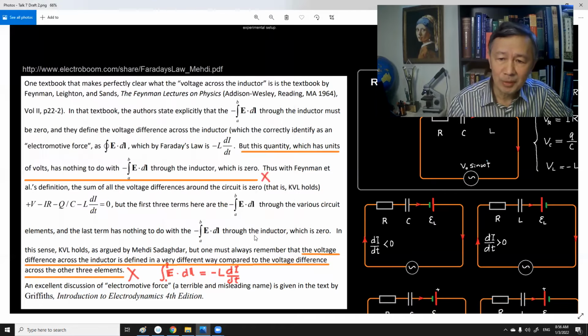Let's just return to this report. Let's just jump to the final conclusion. In this sense, Kirchhoff's voltage law holds, as argued by Modi, but one must always remember that the voltage difference across the inductor is defined in a very different way compared to the voltage difference across the other three components.